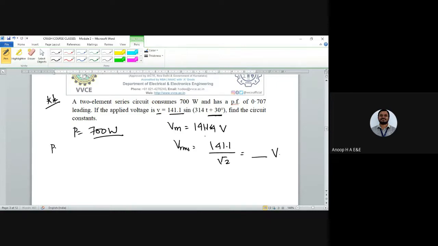Okay, so P would be equal to V into I cos phi. Next you are going to have cos phi equal to 0.707, and V, this is 100 volt, and I would be equal to P divided by V cos phi. Okay, so what is the value of current that you have to find out?